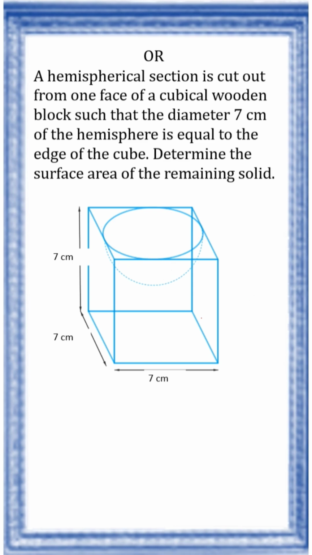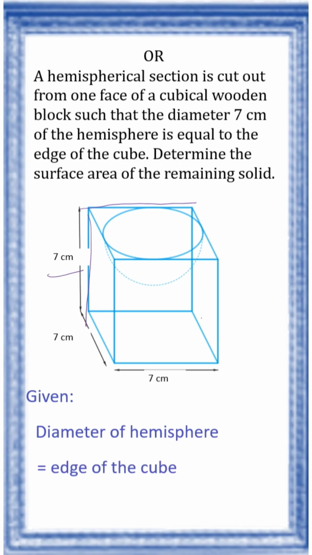Now what? Such that the diameter of the hemisphere is equal to, this is the diameter, all these are diameter, is equal to the edge of the cube, that is 7 centimeter. Determine the surface area of the remaining solid. Given diameter of the sphere is equal to edge of the cube, that is equal to 7 centimeter.